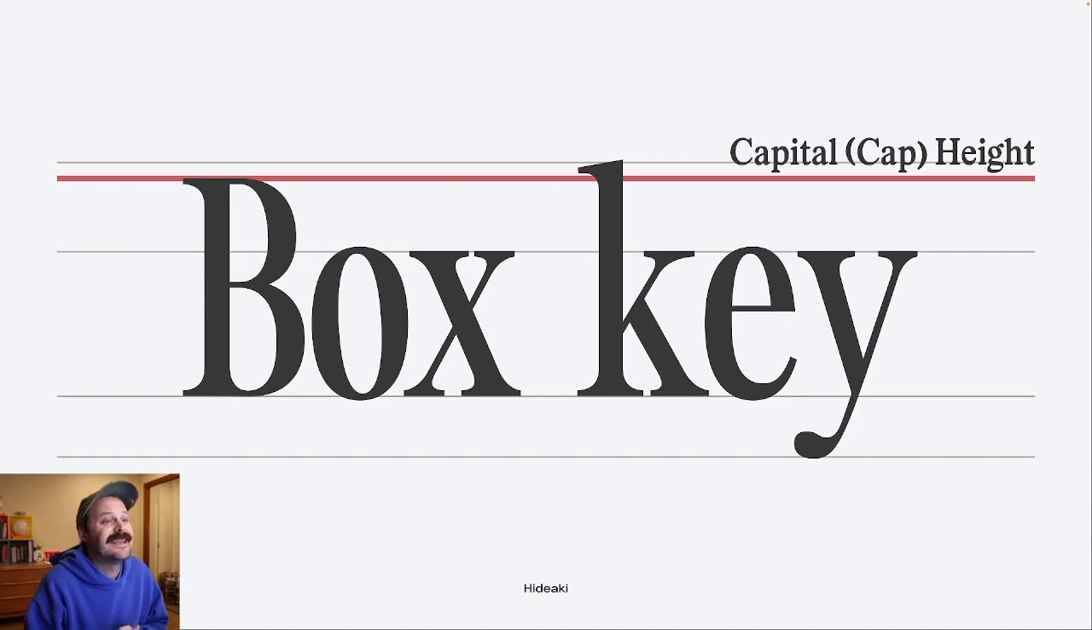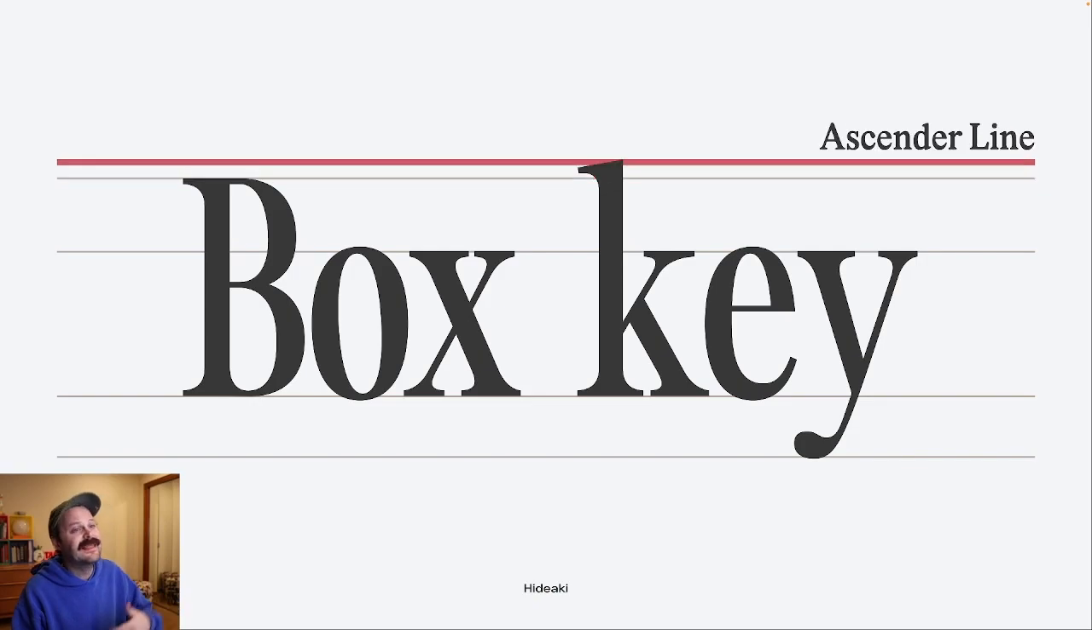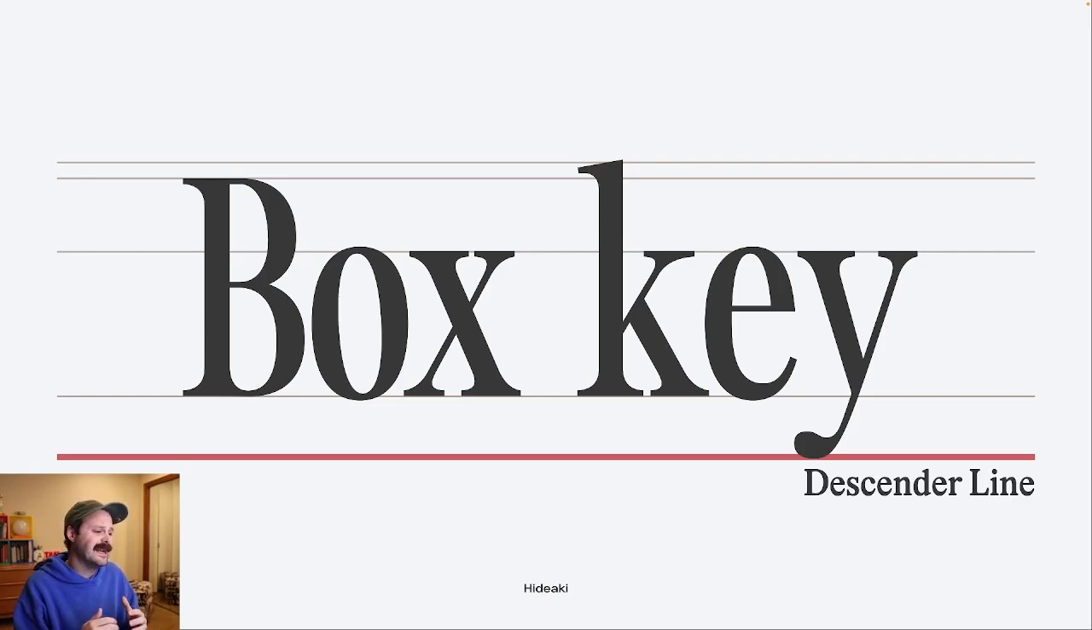So that brings us to the next part, is the capital height, or cap height as it's generally called. This is how tall the capital letters are. And then moving up, the highest guide is the ascender line. So this is the lowercase letters that have ascenders. This is the line that they reach. Our last guide here is going to be the descender line. So those are our 5 guides. We have baseline, X height, cap height, ascender, and descender.